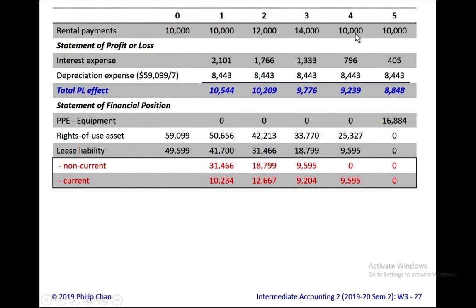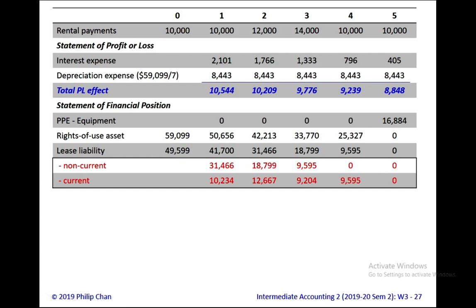I've listed out the rental payment here, as well as the interest expense we have charged so far and the depreciation expenses. As well as on the face of the statements of financial position, we have PPE and lease liability. Now, notice that the sum of the interest expenses and the depreciation is here with the title total P&L effect. It is bigger from the very beginning, and then drops over the years. And so as you would expect, the right of use asset would drop, and so would the liability. Now think about that.